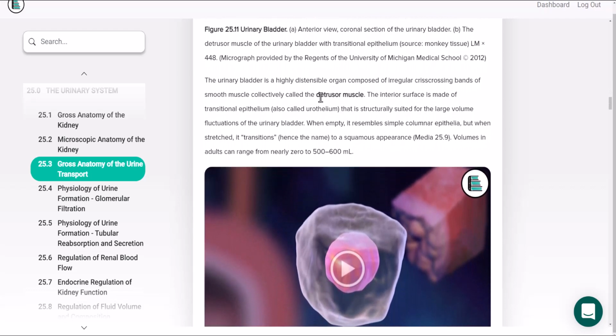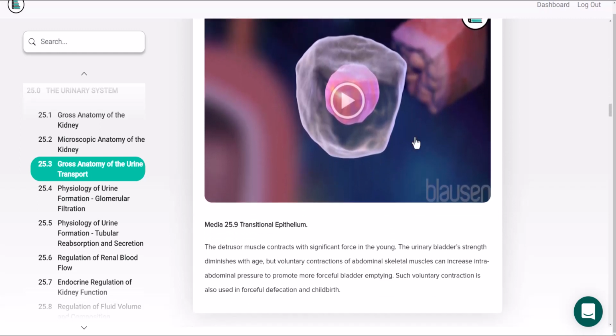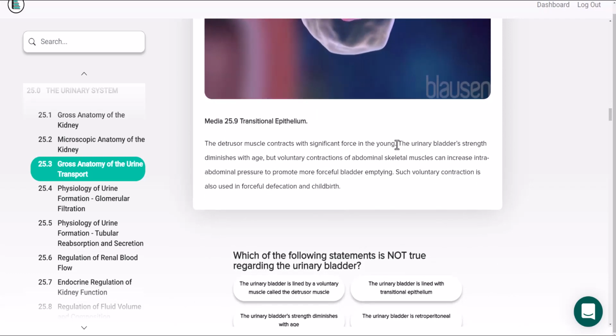So what I just said is described here in words. You have the detrusor muscle and you have that transitional epithelium. Sometimes it's referred to as urothelium. I haven't used that word on a test, but you may see that transitional epithelium lining the bladder. A little video about that transitional epithelium. And I showed you the two sphincters, which are developed as sort of your toilet training muscles. These muscles of the pelvic floor are also involved with forceful defecation and childbirth.